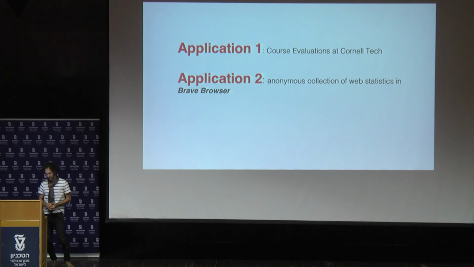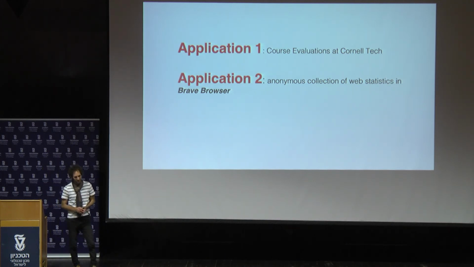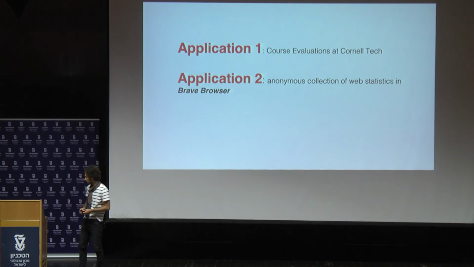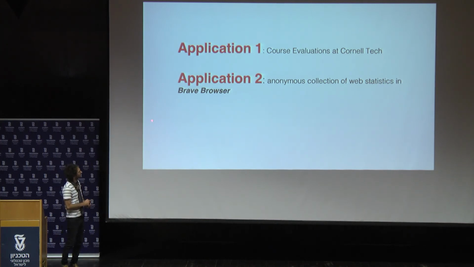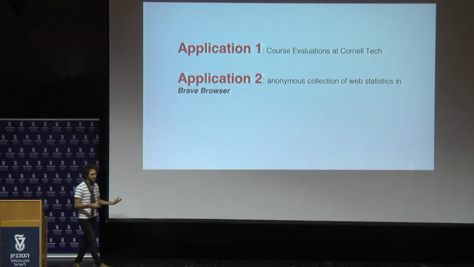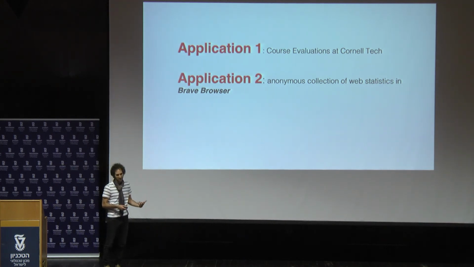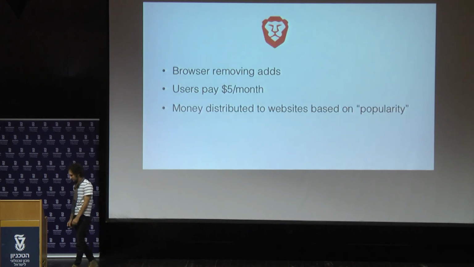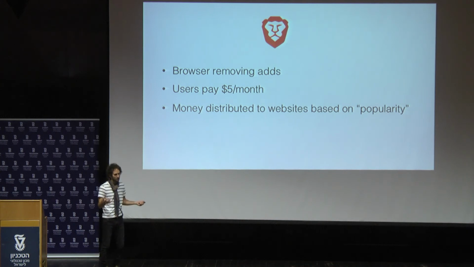So we've been using this at Cornell for course evaluations for the last few years, and recently I wanted to end with another application that's been happening in the last 6 months or so. This new browser called the Brave browser has started using this for anonymous collection of web statistics. So let me, in the last 2 minutes, tell you what this is. So Brave is this new browser. I don't know if you have heard of it.